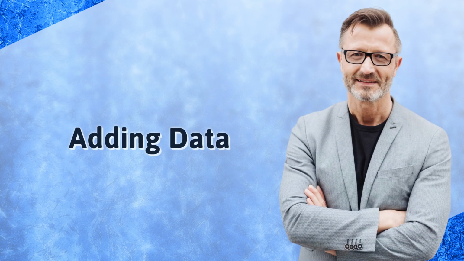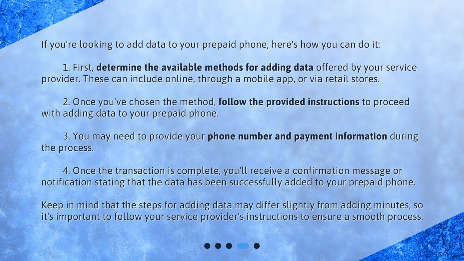Adding data. If you're looking to add data to your prepaid phone, here's how you can do it. 1. First, determine the available methods for adding data offered by your service provider. These can include online, through a mobile app, or via retail stores. 2. Once you've chosen the method, follow the provided instructions to proceed with adding data to your prepaid phone. 3. You may need to provide your phone number and payment information during the process.